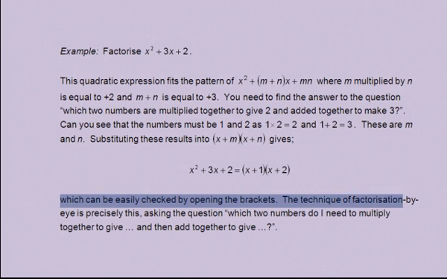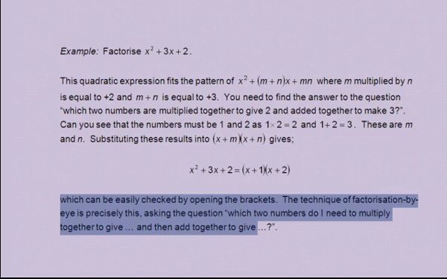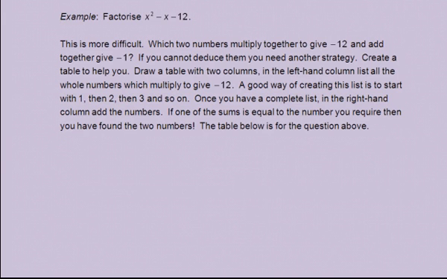The technique of factorisation by eye is precisely this: asking the question, which two numbers do I need to multiply together to give, in this case 2, and then add together to give, in this case 3. Let's do another example. Factorise x squared minus x minus 12. This is more difficult. Which two numbers multiply together to give minus 12 and add together to give minus 1?